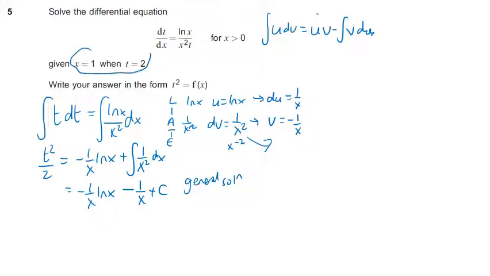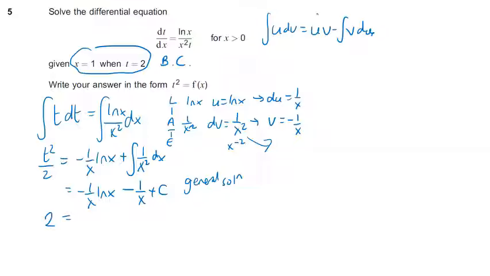Okay, so this is the general solution. But I've also got this boundary condition here. So I'm going to substitute that in now. So on the left hand side, 2 squared over 2 is 2. And when I substitute x equals 1 on the right hand side, well, ln 1, log of 1 is 0. So the first term vanishes. And I've just got minus 1 plus c.